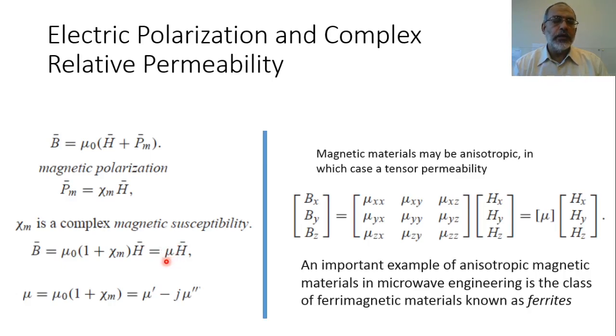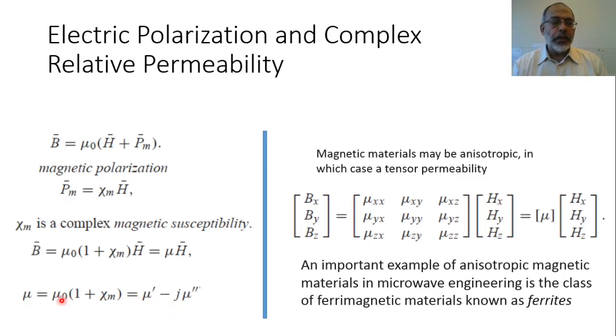Once again, the permeability in this case would be a complex quantity, so it would be mu dash minus j mu double dash, and once again, assuming that the time harmonic field is e to the power j omega t, this should be minus j. Okay.